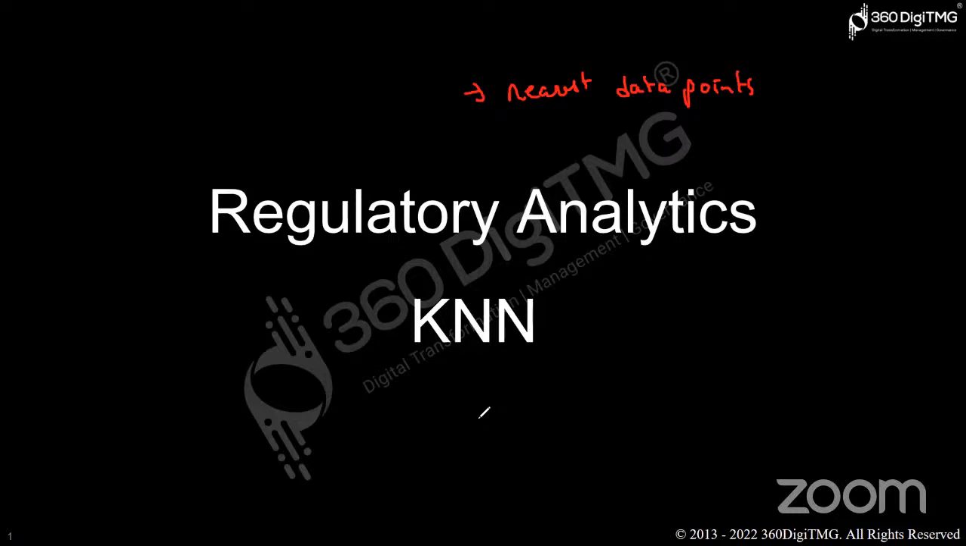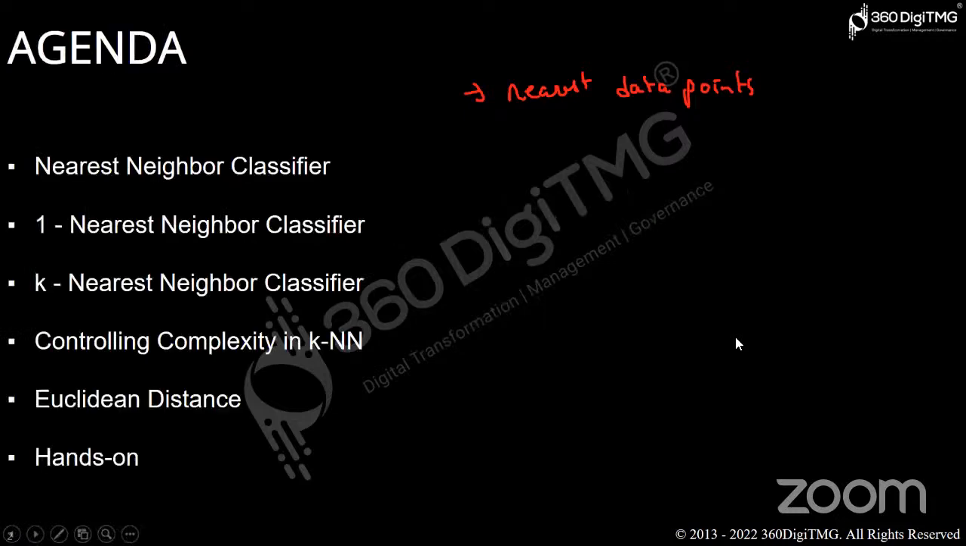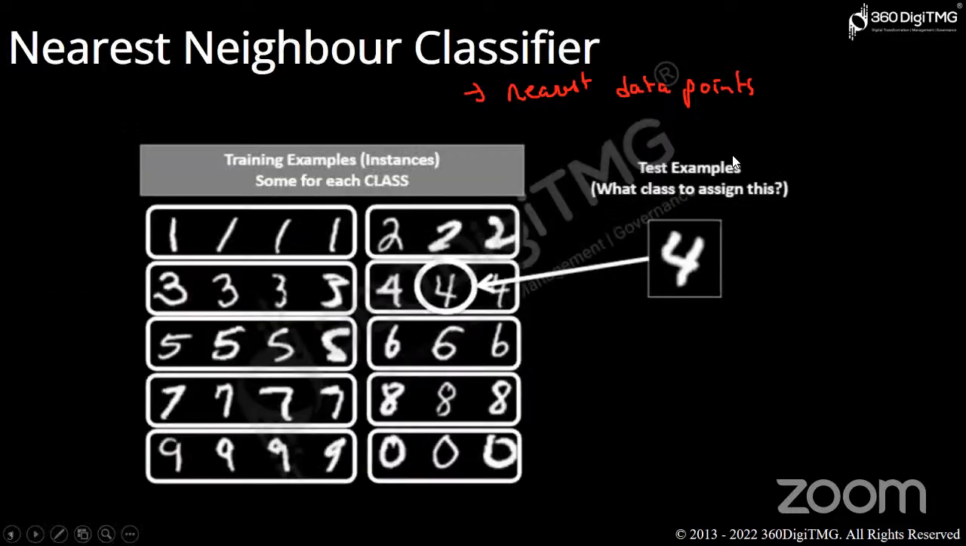So let's take a look at it. Here we have an example. How do we classify groups based on similarity? So we have this value of 4. How do we classify this 4 in such a manner that it is classified to its nearest value?